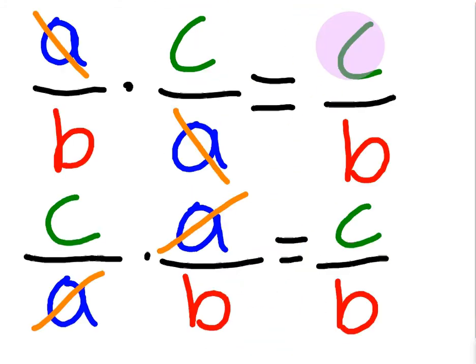It works the same way if we do c over a times a over b, because those are the same thing. All we're doing is just reversing the order of them. So again, it's the same thing, but the order switched. The a's will still cancel, and you'll still be left with c over b, or whatever those numbers are. Remember, those are variables that could represent any number. 4/5 times 5 over 7, or whatever, you'd end up with 4/7. Okay.